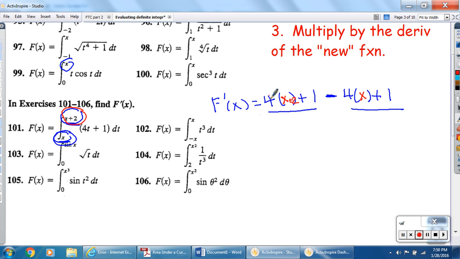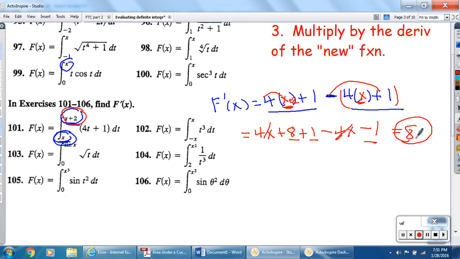Now when we multiply by the derivative of the new function, in both of these cases the derivative of x plus 2 is 1, and the derivative of x is also 1, so that's not going to really have a big impact. So when I clean that up by distributing, I'll get 4x plus 8 plus 1 minus 4x, should have had that in parentheses because that negative has to be distributed, minus 1, 4x subtracts out with 4x, and so we have 8 plus 1 is 9, 9 minus 1 is 8. So the first derivative in this case simply turns out to be 8.